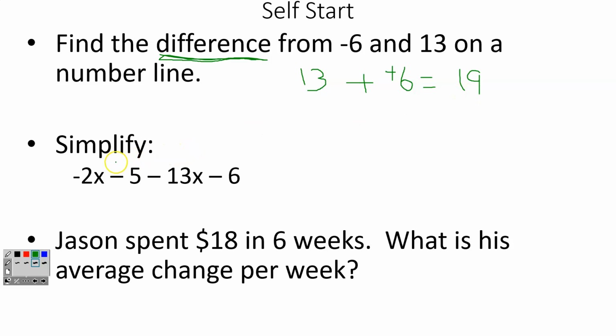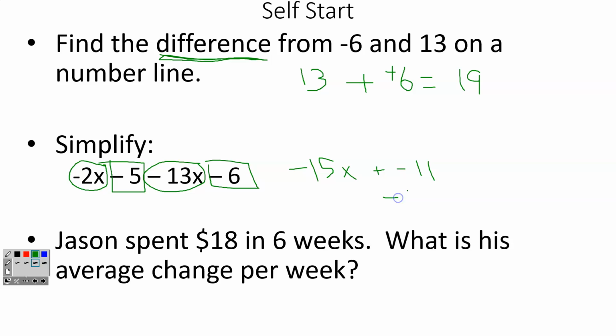Second one, we're going to simplify. Simplify, we're just basically combining like terms. So I have a -2x minus 5 minus 13x minus 6. I can combine my -2x and my -13x. Notice how I included the sign in front with my shape. If I have 2 negatives and 13 negatives, that's going to give me 15 negatives. I'm going to make sure to remember my variable. And then I can combine my -5 and my -6, which is going to give me a -11. Or you could also say subtract 11. Either one of those would be okay.